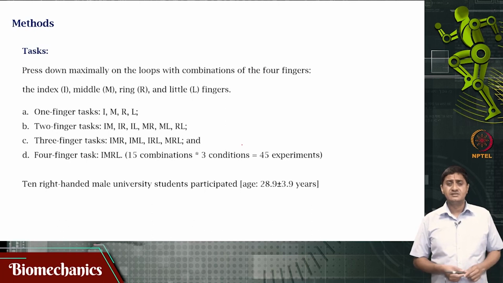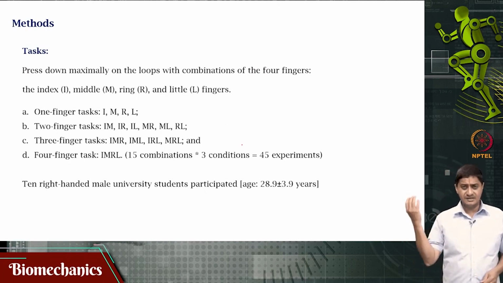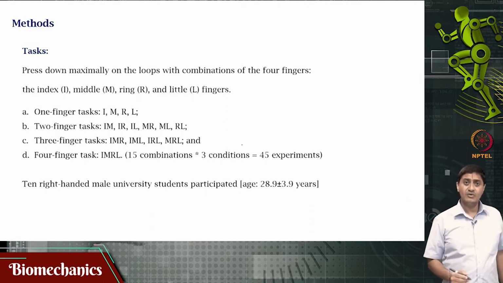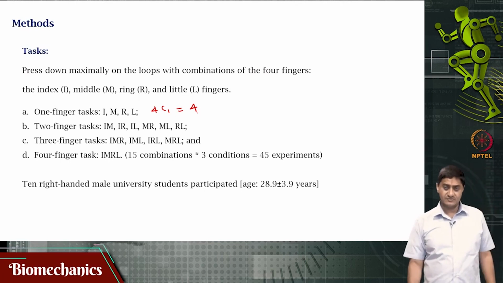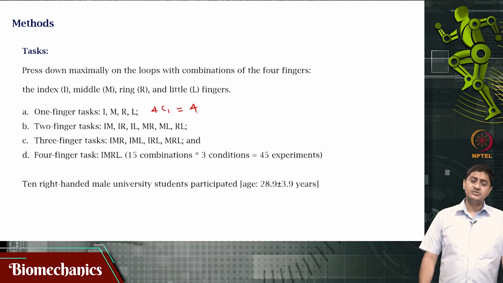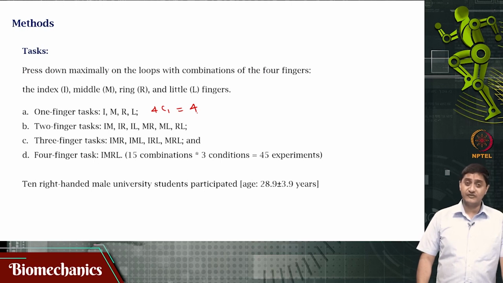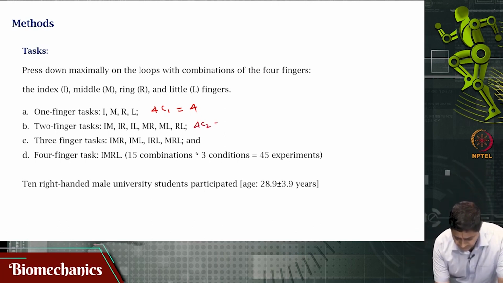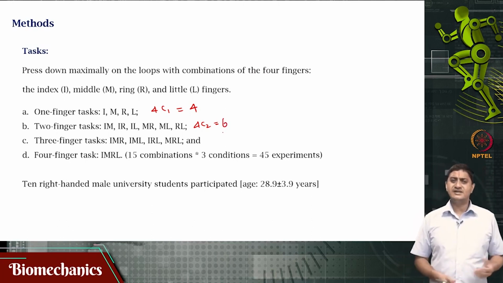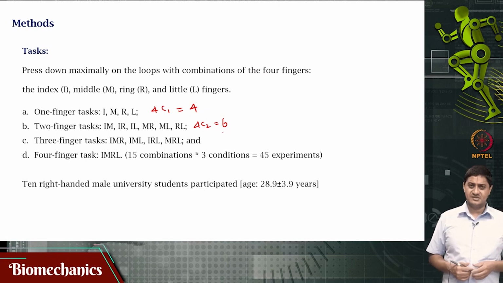I can use either just the individual fingers, index, middle, ring and little individually. So, that is 4 choose 1, 4 different combinations. Then I can use 2 finger combinations. How many different 2 finger combinations are possible in a 4 finger task? If there are 4 fingers available, that is 4 choose 2, which is 6. For clarity, that is index middle, index ring, index little, middle ring, middle little, and ring little, is it not? These are the 6 possibilities.